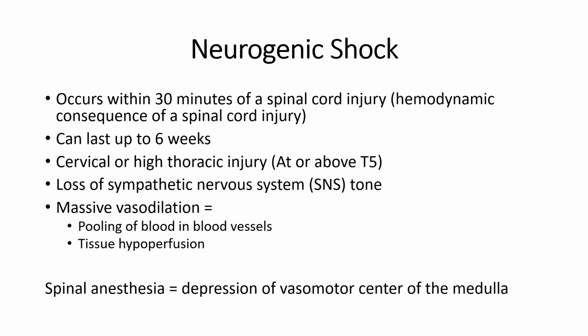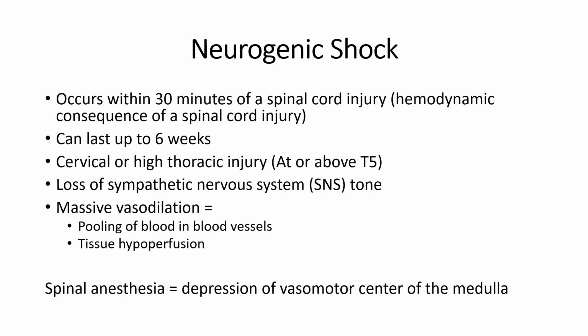This one's pretty interesting. It's typically from a spinal cord injury. So it occurs within 30 minutes of a spinal cord injury. And this is when it's affecting the cervical or high thoracic area. This is going to be at or above T5. Okay, so T5 and above, we could majorly expect a neurogenic shock consequence. And what happens is there's a lot of hemodynamic changes and consequences with the spinal cord injury, and we'll get to that in a second.